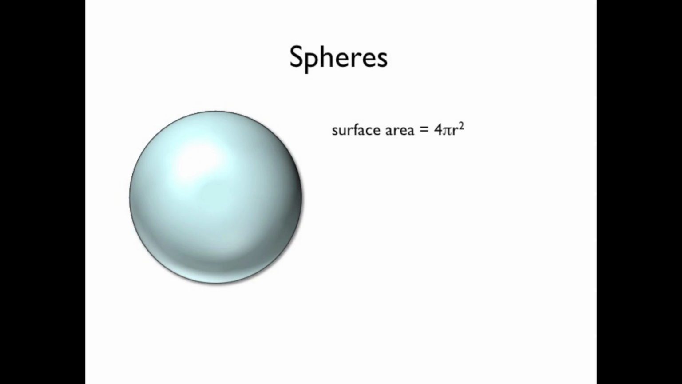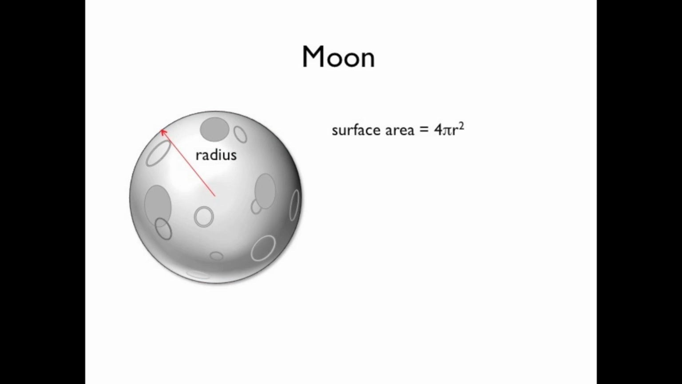sphere. The surface area of a sphere is given by 4 pi r squared. The r is the radius of the sphere. It is an interesting fact of geometry that the area of a sphere is exactly 4 times the area of a circle of the same radius. To show you how to use this formula, let's calculate the surface area of the Moon.